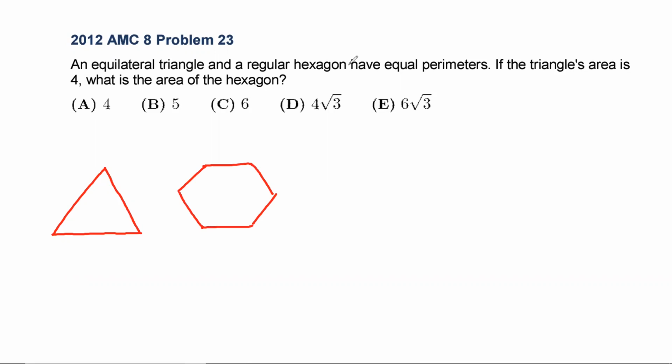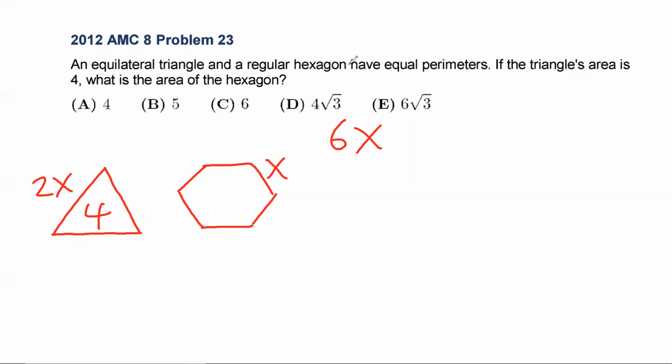Okay, so we have an equilateral triangle and a regular hexagon with equal perimeters. So let's call both of their perimeters equal to, for example, 6x. That would mean that each side of the triangle has a length of 2x, and each side length of the hexagon is equal to x. So we're told that the triangle's area is 4, and we're asked for the area of the hexagon.